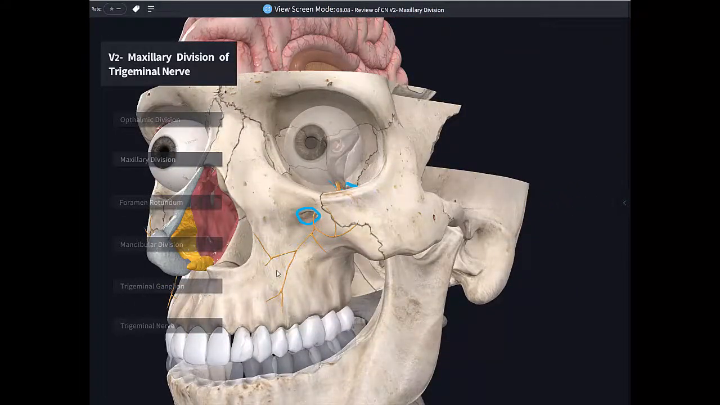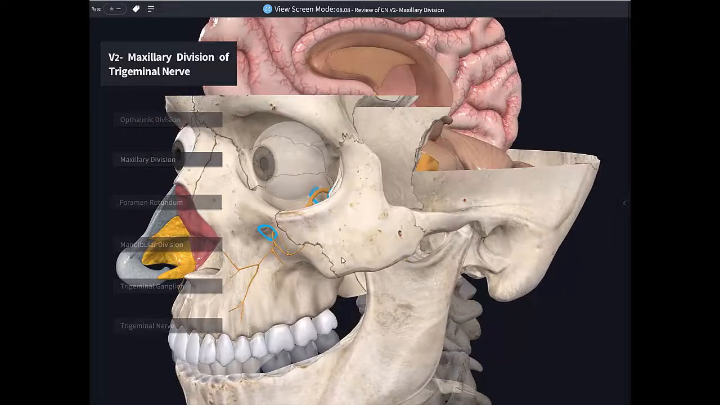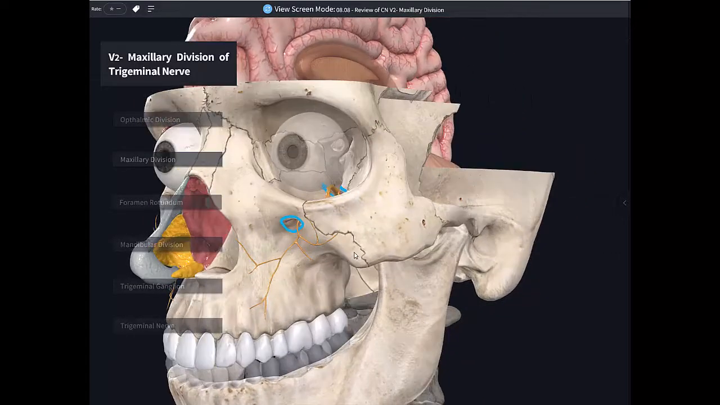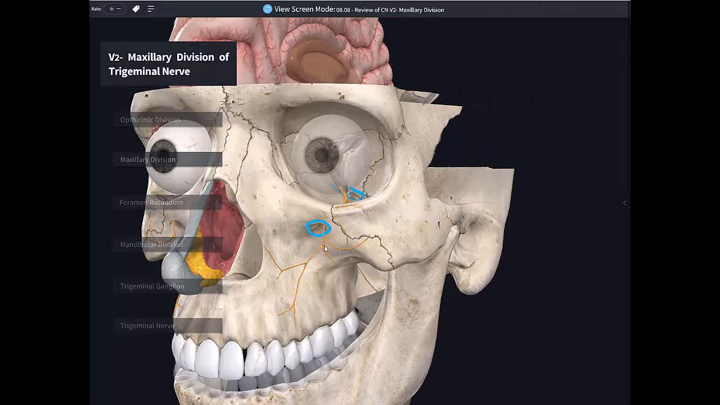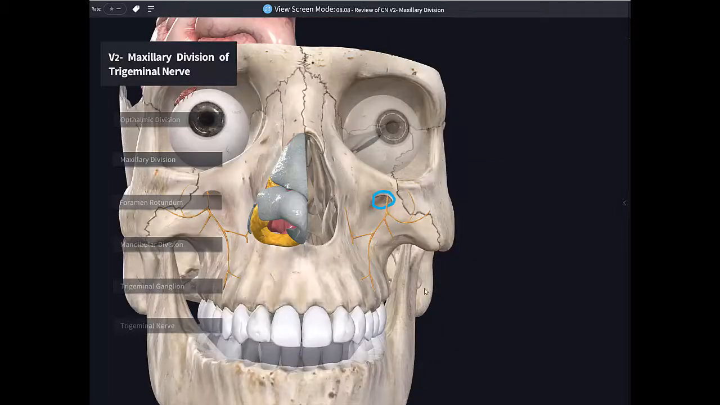In addition to that, it'll also do some of the conjunctiva of the inferior eyelid, some of the mucosa of the nasal cavity, mainly though the posterior aspect of it, also the maxillary sinus, which is within the maxilla here. The teeth of the maxilla, this is why this division has to be anesthetized if you have dental work done here, and the upper lip.